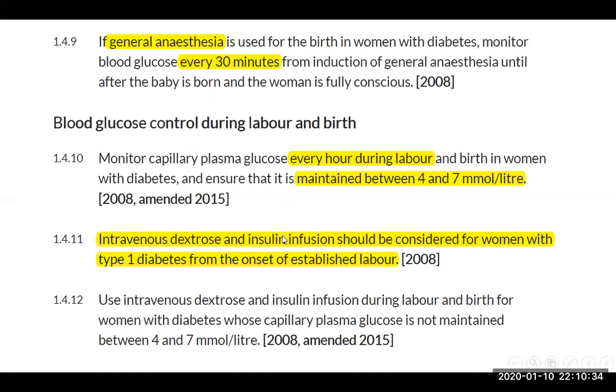Intravenous dextrose and insulin infusion should be considered for women with type 1 diabetes from the onset of established labor, and this is variable rate, not fixed rate. We must convert to variable rate intravenous insulin infusion for every woman with type 1 diabetes during labor.